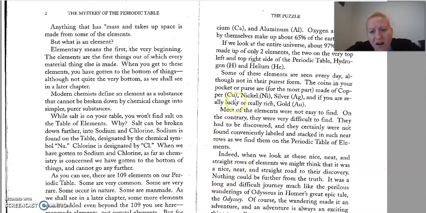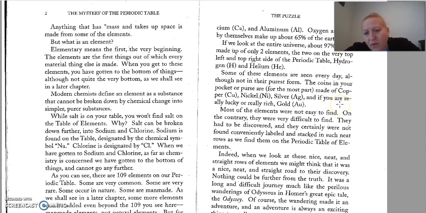Some of these elements are seen every day, although not in their purest forms. The coins in your pocket or purse, for the most part, are made of copper, nickel, silver, and if you are really lucky or really rich, gold.